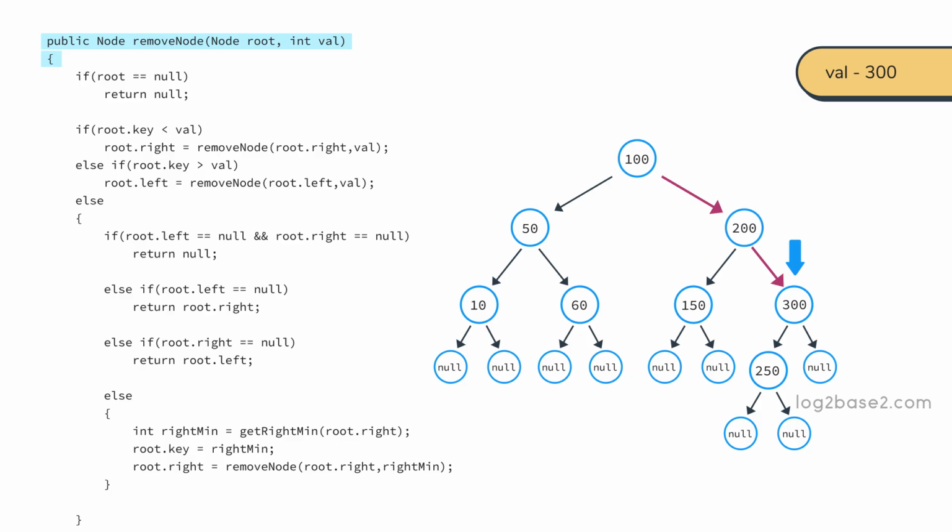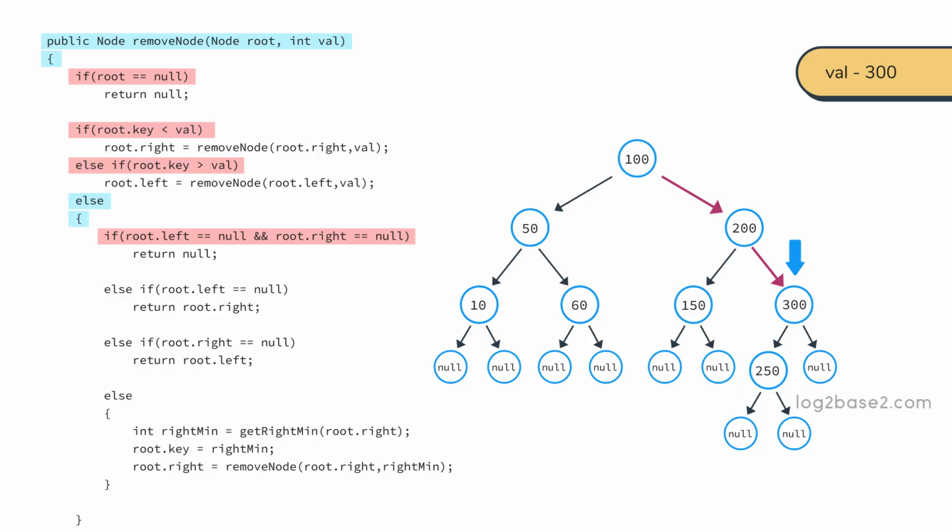value 300. Now again check if the tree is empty, but it is not. 300 is not less than the root and 300 is not greater than the root. So 300 must be the root here. So we have found the node to be deleted, and the next step is to identify the deletion case. So first check if it is a leaf node, and we have if root left equal to null and root right equal to null. But it fails since root left is not equal to null. So the statement inside will be skipped.